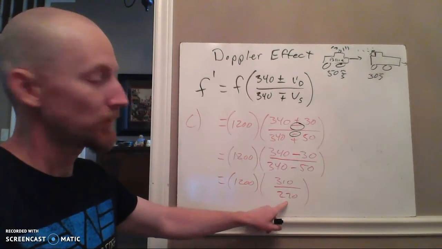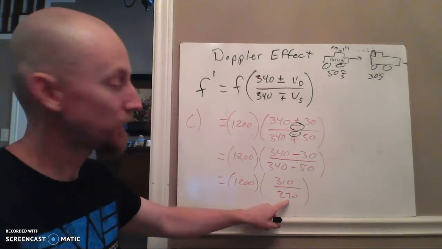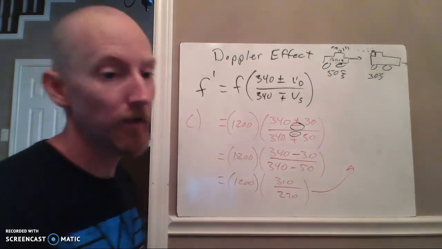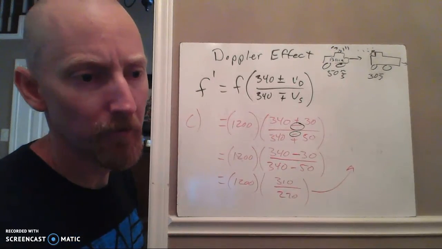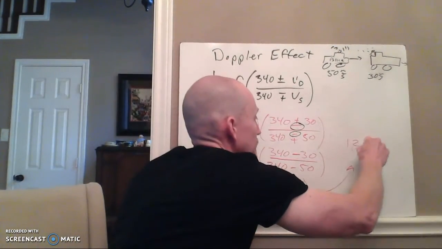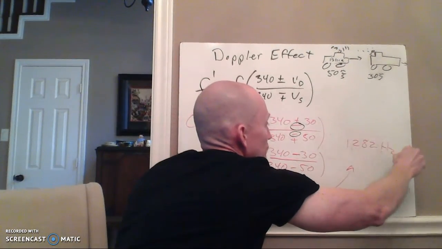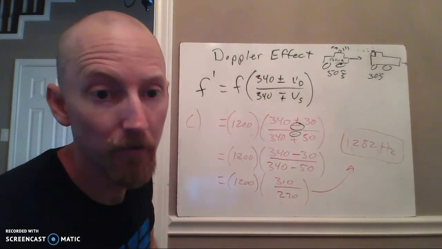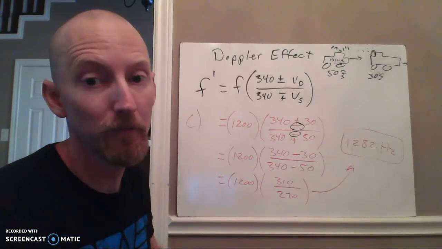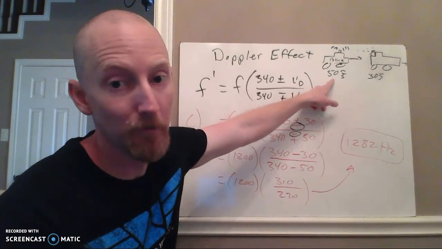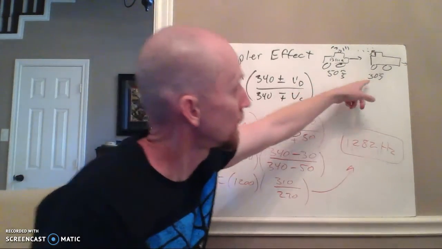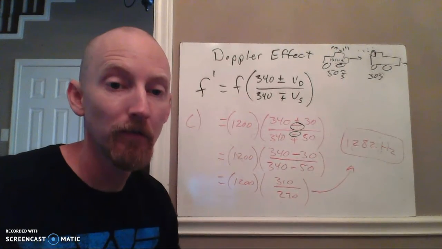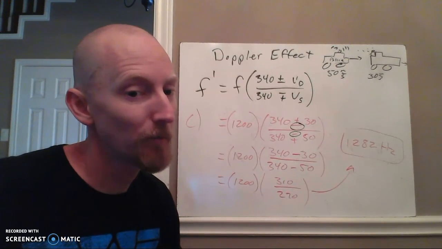This fraction, excuse me, is bigger than 1. So we multiply it by 1200. We should get a bigger number. And the answer ought to be a little more than 1200. It's like 1282 hertz. So the robbers are going to hear a higher pitch. And the reason is because the cops are gaining on them. The cops are going faster. The robber's car is probably loaded up with all their loot, so they can't go as fast. Should have thought about that, right?